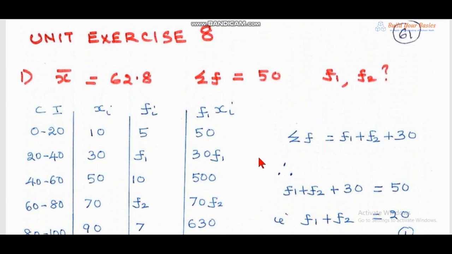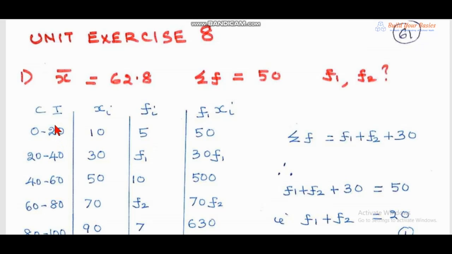Unit exercise 8. Question number 1. The mean of the following distribution is 62.8 and the sum of all frequencies is 50. Compute the missing frequencies f1 and f2. We are given class intervals 0 to 20, 20 to 40, 40 to 60, 60 to 80, 80 to 100 and 100 to 120. And the corresponding frequencies 5, f1, 10, f2, 7, 8.